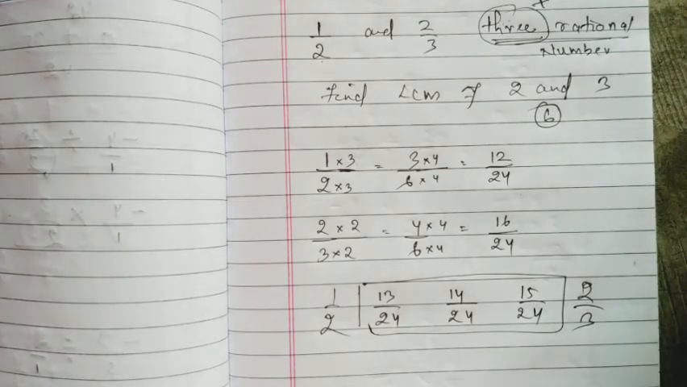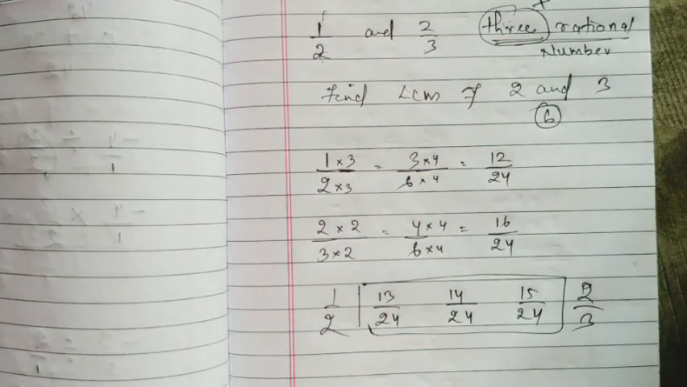And this way we can insert rational numbers between two rational numbers, 1 by 2 and 2 by 3. If you want to find 100 rational numbers between 1 by 2 and 2 by 3, then after making the denominator the same, we have to multiply with 101. Then you can find the 100 rational numbers between 1 by 2 and 2 by 3. Hope you are clear? You understand this topic?